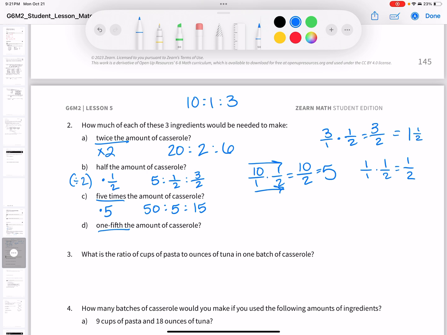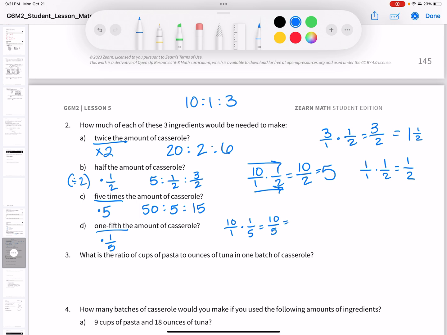1/5 the amount of casserole. So again, we are multiplying by 1/5. So 10 over 1 times 1 over 5 gets us 10 over 5, which equals 10 divided by 5 is 2. So it's 2. Then we have 1 over 1 times 1/5, which gets us 1/5, because anything times 1 is itself. And then we have 3 over 1 times 1 over 5, and we multiply across. That gets us 3/5. So 1/5 the amount of casserole has a ratio of 2 to 1/5 to 3/5.